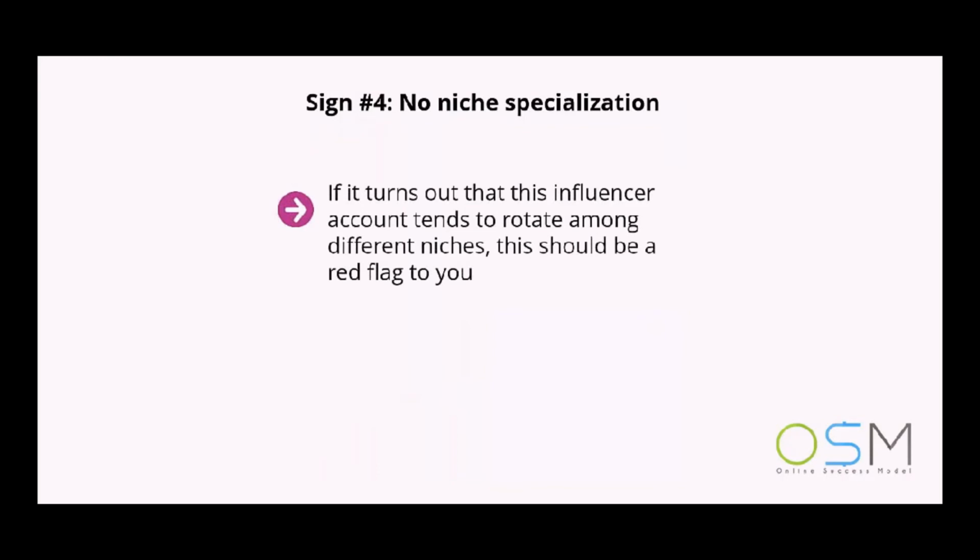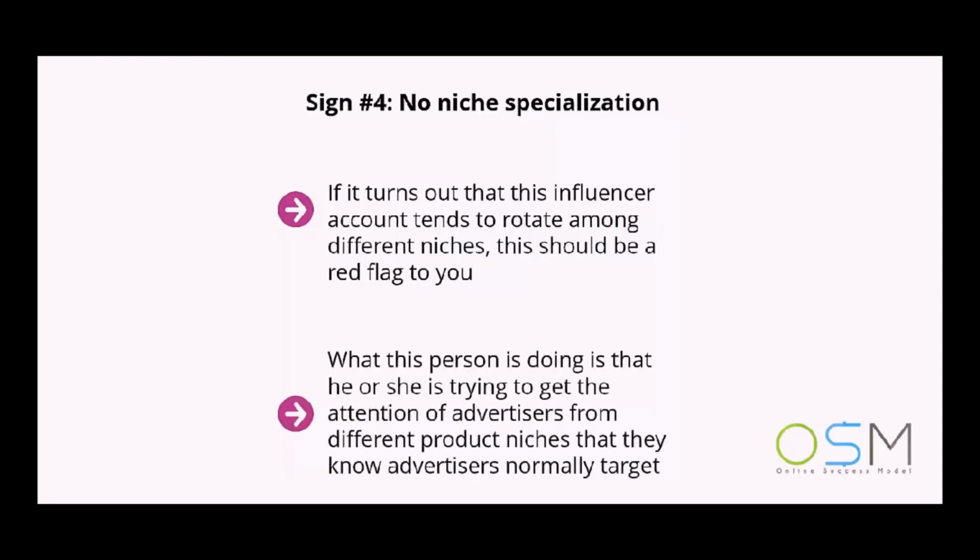Sign number 4, no niche specialization. Now, if it turns out that this influencer account tends to rotate among different niches, this should be a big red flag to you. What this person is actually doing is trying to get the attention of advertisers from different product niches that they know advertisers normally target. Now, it might be that it's a real account, but if it is, then they don't really have a focus. So even if it is real, the traffic is going to be a lot worse than someone who is niche specific. Now, following those 4 tips should stop you getting caught in the fake trap.